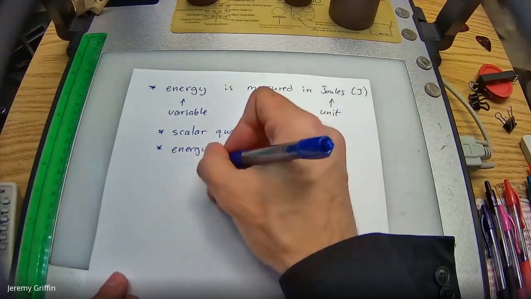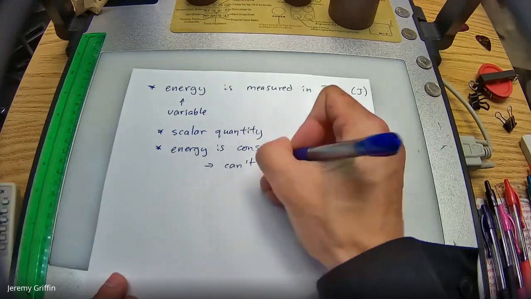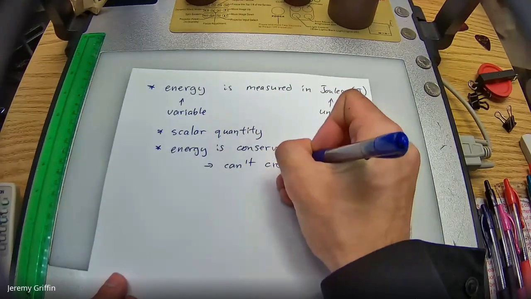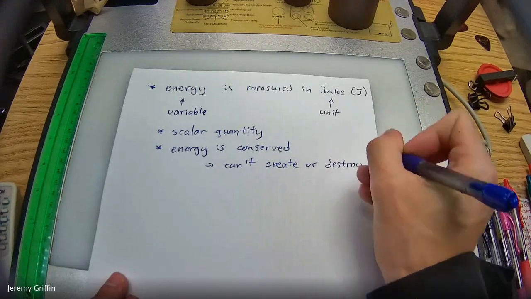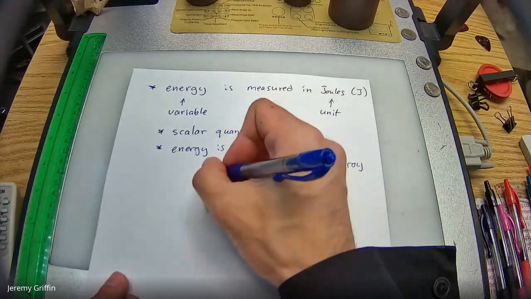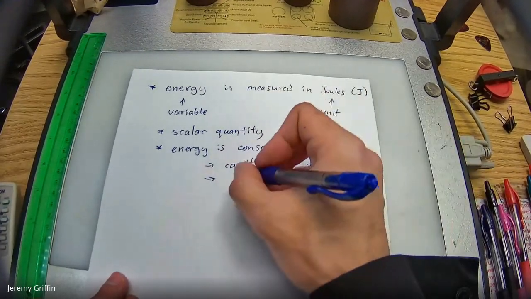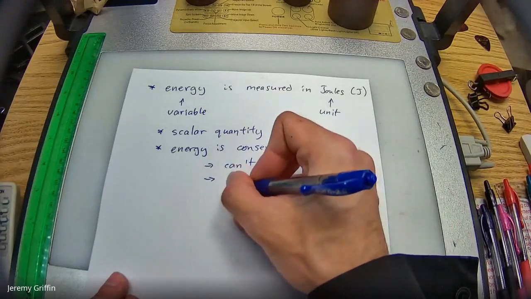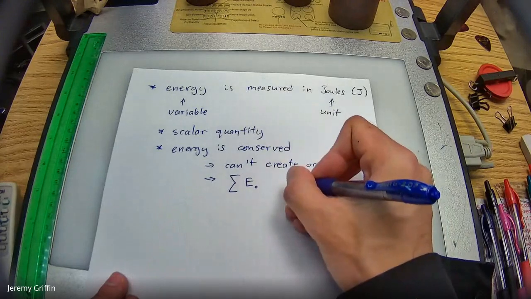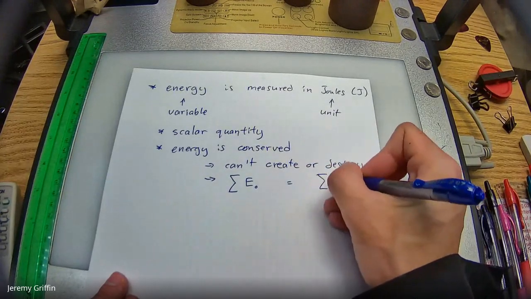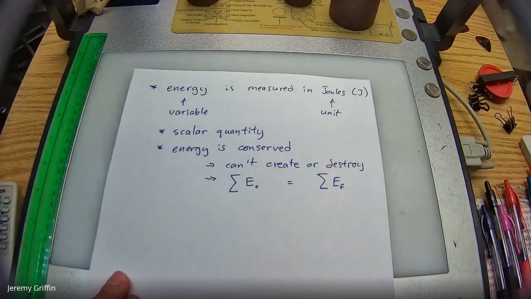meaning that you can't create or destroy energy units. Right? You can transfer energy units though, right? And usually you write energy conservation like this: the sum of initial energy is equal to the sum of final energy within some closed system, something like that.